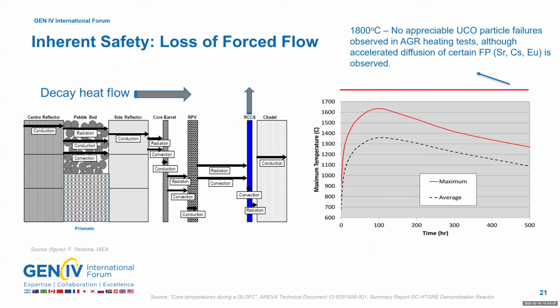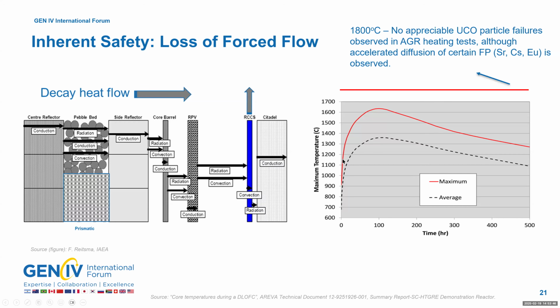So on the left here is a diagram from my colleague Frederick Reitzma, the IEA, that shows really the heat transfer mechanisms within, say, a pebble bed or a prismatic for that matter. There's a conduction effect, assuming you lose the forced gas flow through the core. You will, of course, have some conduction, radiation, and remaining natural convection in the bed itself, but then conduction through the side reflector, and then purely radiation, some convection, but radiation really dominates for transfer between the core barrel, the vessel, and the reactor cavity cooling systems on the way to the concrete.